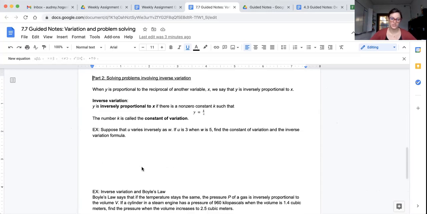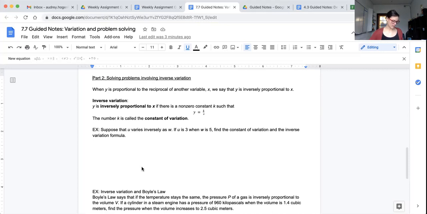So that's direct variation. And now this is inverse variation. Y is inversely proportional to X if there's a non-zero constant K such that Y is equal to K over X. So direct variation was Y equals KX. Inverse is Y equals K over X. Okay, and again, K is still the constant of variation in both examples.